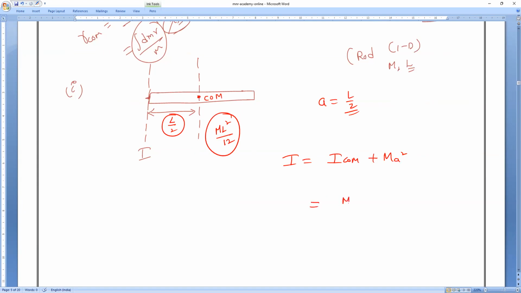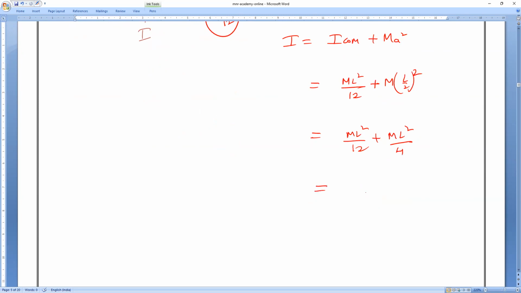So moment of inertia through center of mass is ML squared by 12. A means L by 2 whole squared. So it equals ML squared by 12 plus ML squared by 4. What is the LCM? LCM is 12. So it becomes ML squared plus 3 ML squared, which equals 4 ML squared by 12. What is the answer, guys? ML squared by 3. Yes, ML squared by 3.